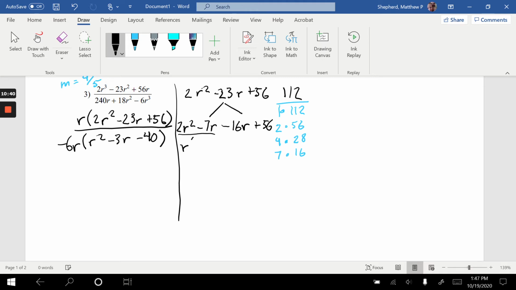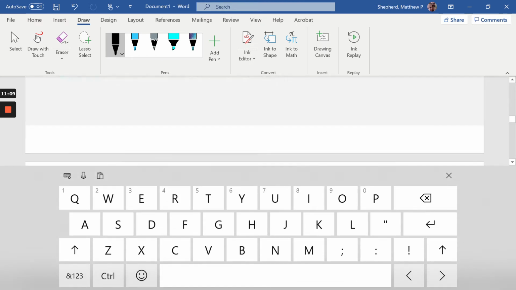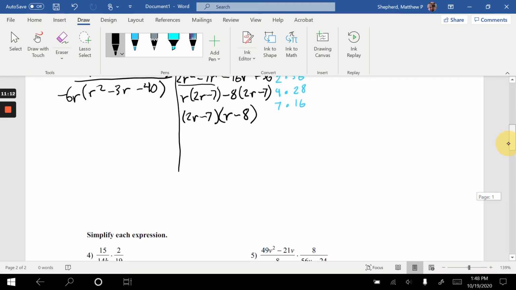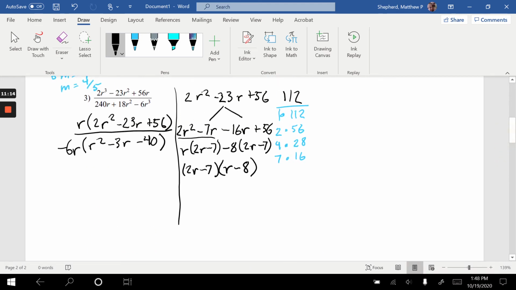I can take an r out of both of those, and that would leave me with 2r minus 7. I could take out an 8 from both of these. Now this one starts out with a negative, but I want it to be a positive, so I'm going to take out a negative 8, and I will get 2r minus 7. Well, since both of those are 2r minus 7s, I can take out the 2r minus 7, and I would be left with r minus 8. All right, so we factored the numerator.